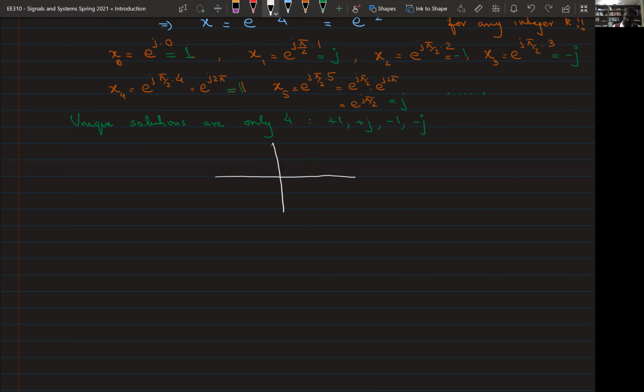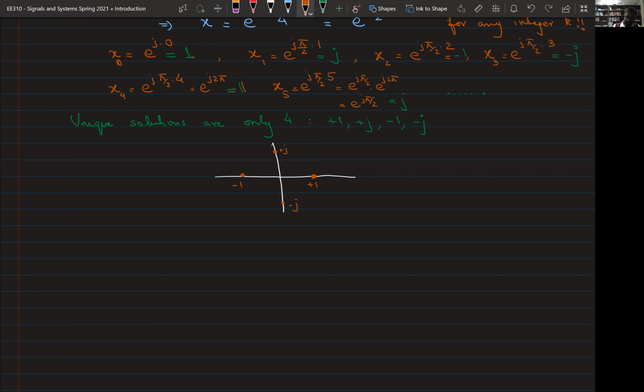So you have all of these solutions on the axis, either the x-axis or the y-axis. There's a solution here, which is plus 1. There's a solution here that is plus j. There's a solution here which is minus 1, and there's a solution here that is minus j.